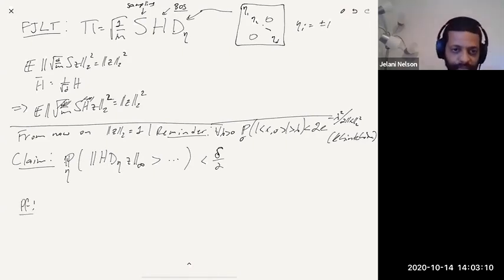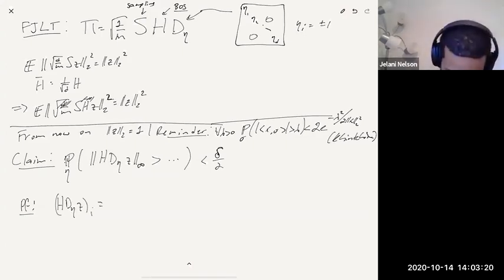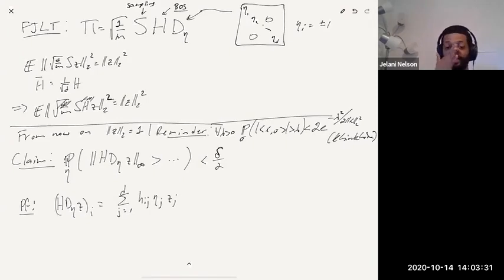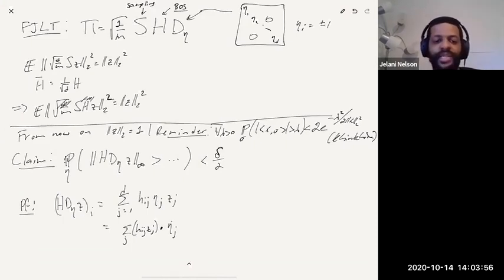So let's look at HDηz for some i. So HDηz, the ith entry, is equal to the sum j goes from 1 to d of h_ij η_j z_j, right? Which I can view, maybe to be suggestive, as the sum over j of h_ij z_j times η_j. So this is basically a dot product with a random sign vector. There's one vector that has h_ij z_j as its entries, and the other vector has the η_j.